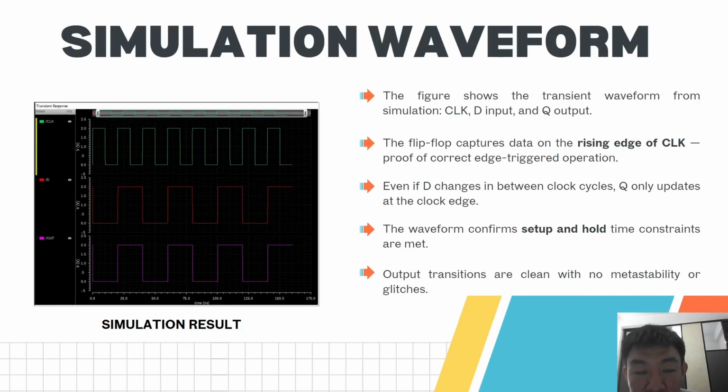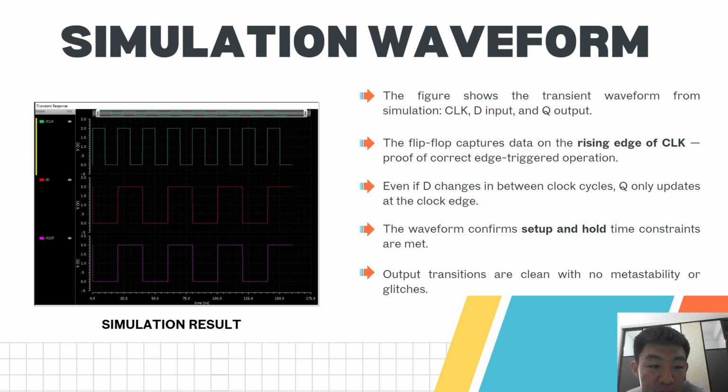Next, I'll be presenting on the simulation waveform. As you can see, our simulation result has three important variables, which are clock, D input, and our waveform output. The figure shows the transient waveform from simulation: clock, D input, and Q output. And the flip-flop captures the data on the rising edge of clock, proof of correct edge-triggered operation.